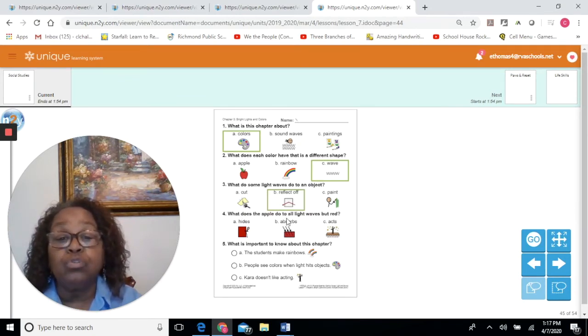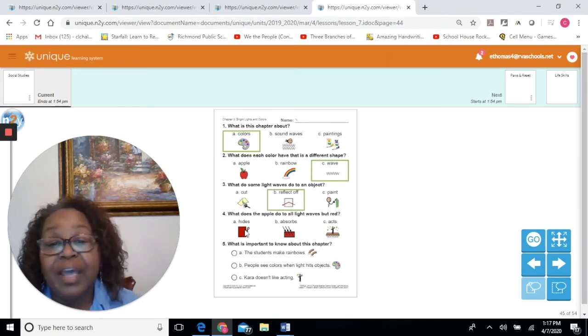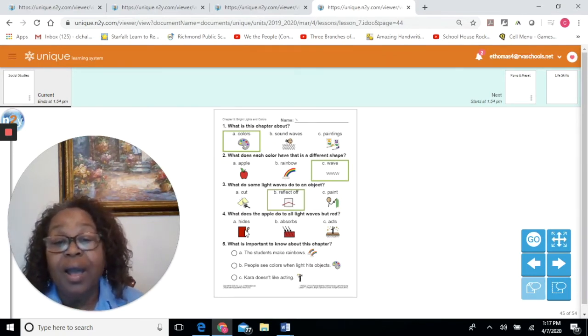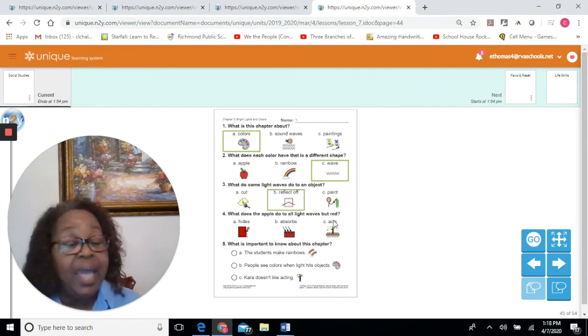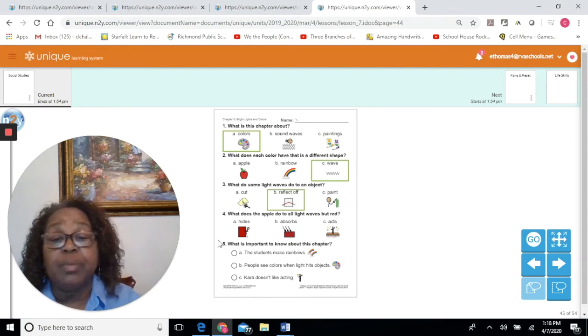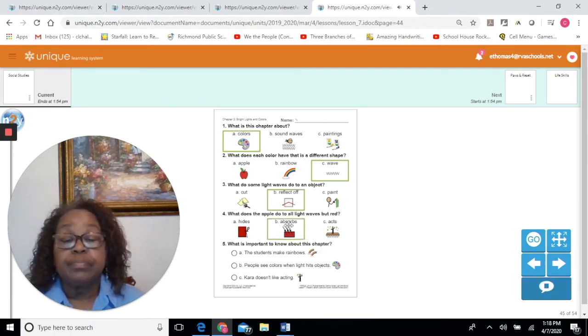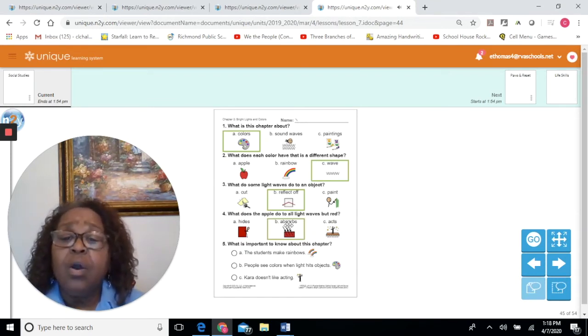What does the apple do to all light waves but red? Does it hide? Does it absorb? Does it act? Well, we know that the light waves don't hide. The apple will absorb, or it will act. The apple does not act. So our best possible answer, we can slash the other two because we know they're not a part of the story, but we know that the apple will absorb. Excellent.